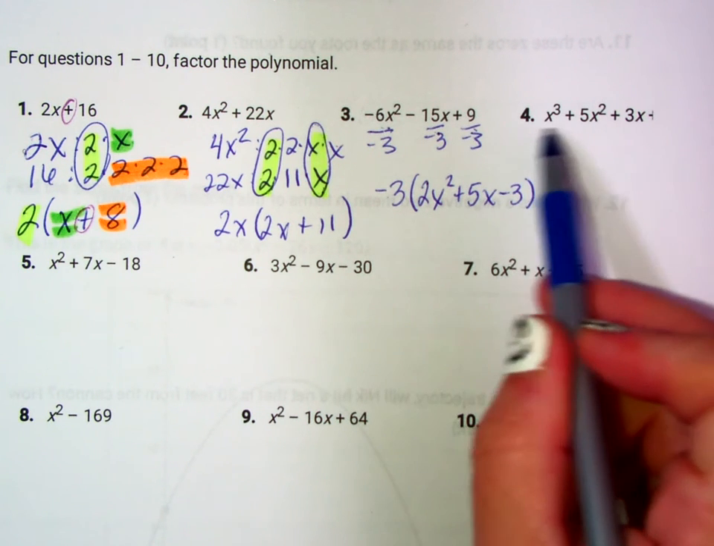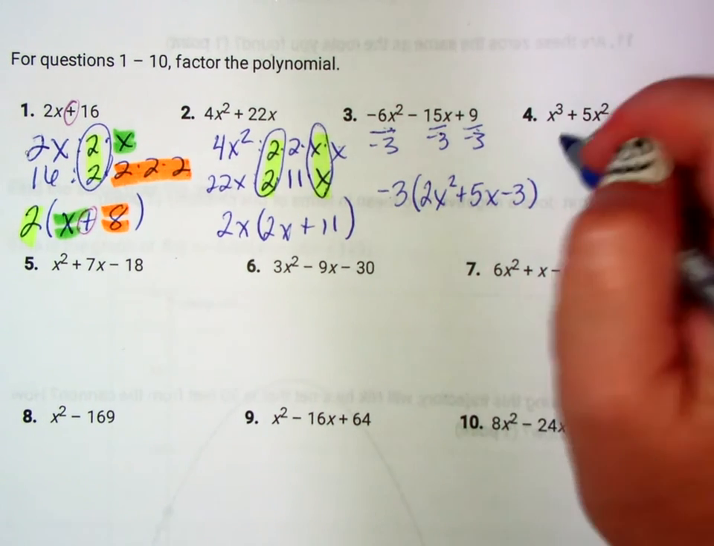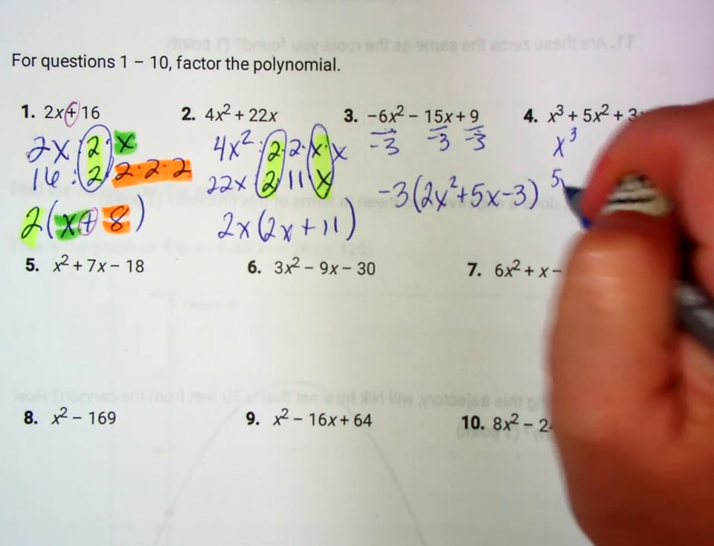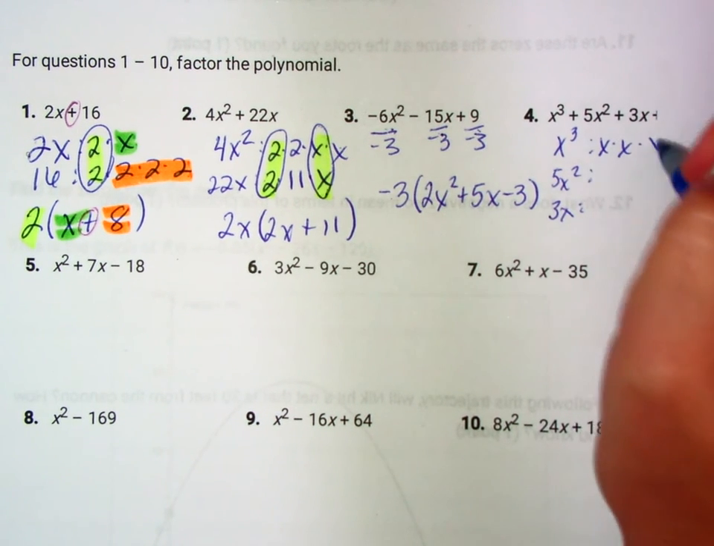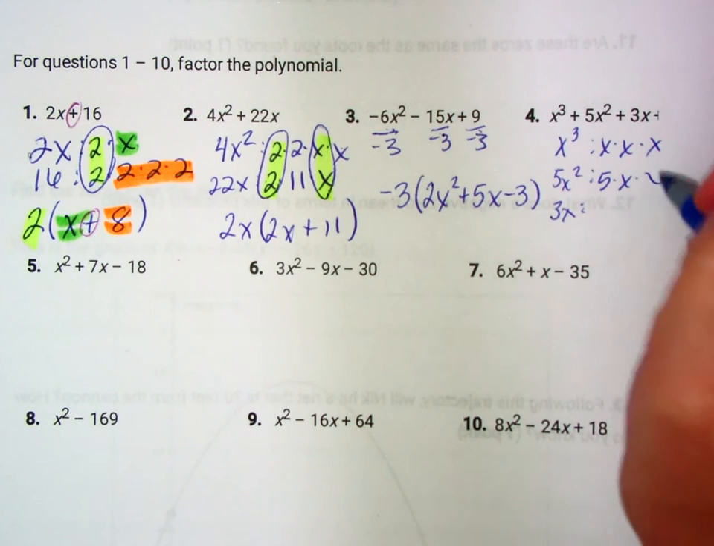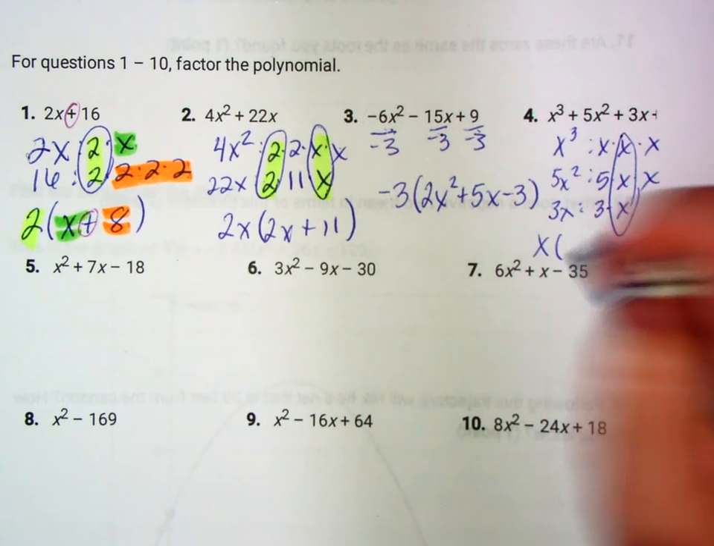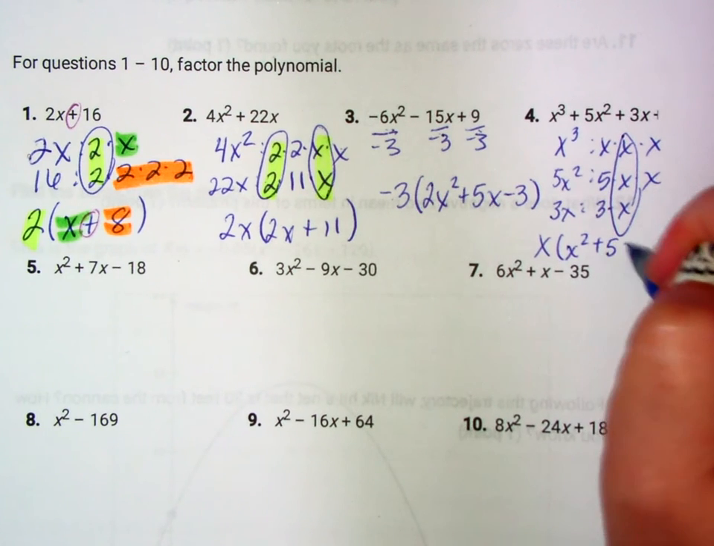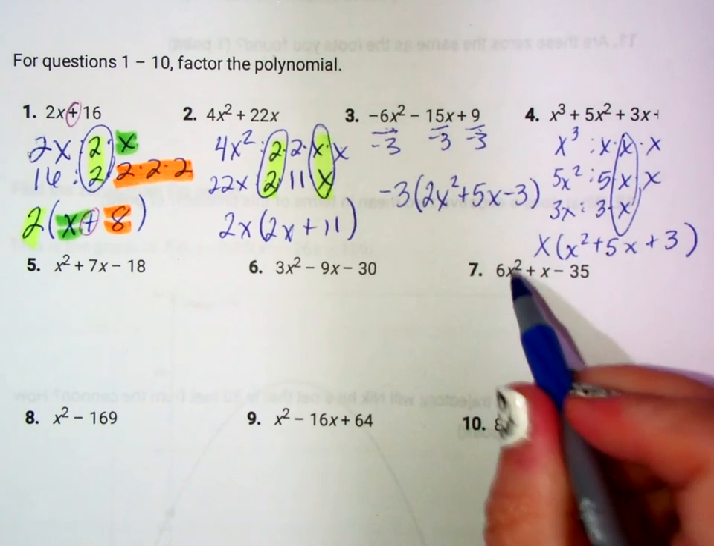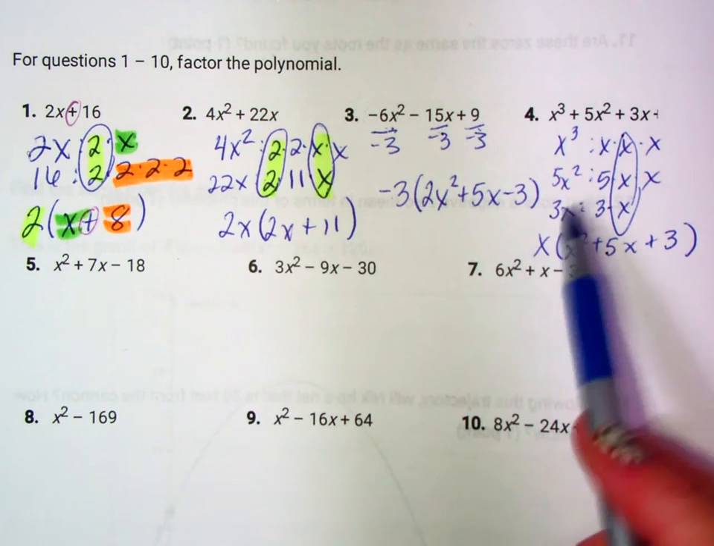Next, I'm looking up here to see, is there anything in common? I notice that sometimes it's just an x. And so here I'm going to break this down into its smallest parts. And I'm looking for what's in common. This time it's just an x. Left over inside becomes x squared plus 5x plus 3. And there's my greatest common factor in front with the rest left inside.